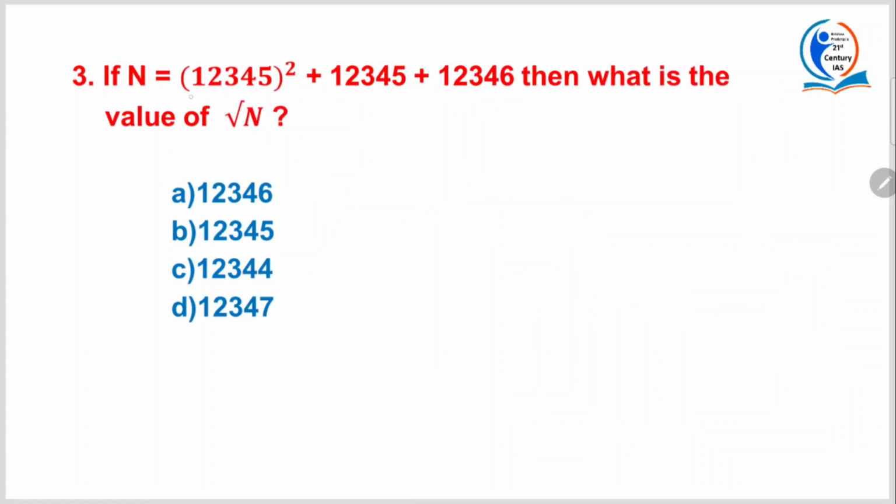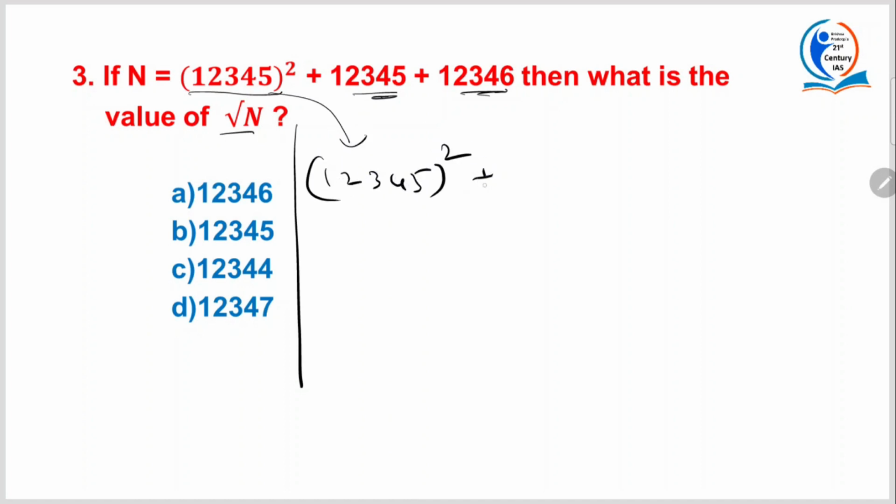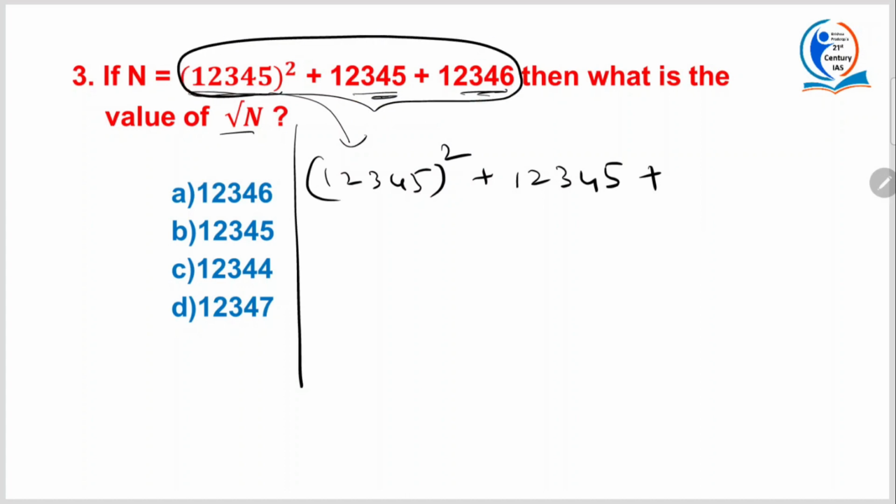Right? Next. If n is equal to this square plus this number, then what is the value of root n? At first instance, it might look like a scary problem, but it's not. Just observe the numbers here. So this is 12345 whole square plus 12345 plus 12346. Now here he is asking root over n, which means you have to convert the entire right hand side into a perfect square. Alright. So we'll try doing that.